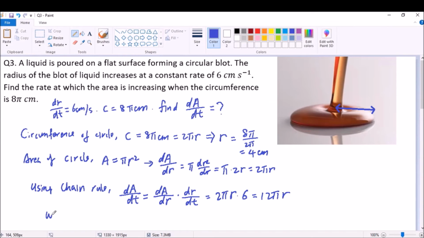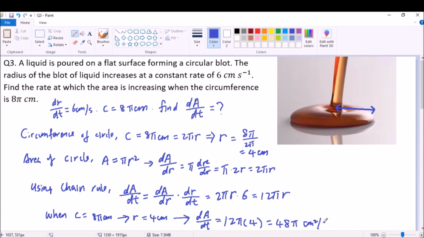So when the circumference C equals 8 pi cm, we have radius r equals 4 cm. And so dA over dt, the rate of increasing of area with respect to time, equals 12 pi r, where r is 4 cm. So we have 48 pi cm squared per second.